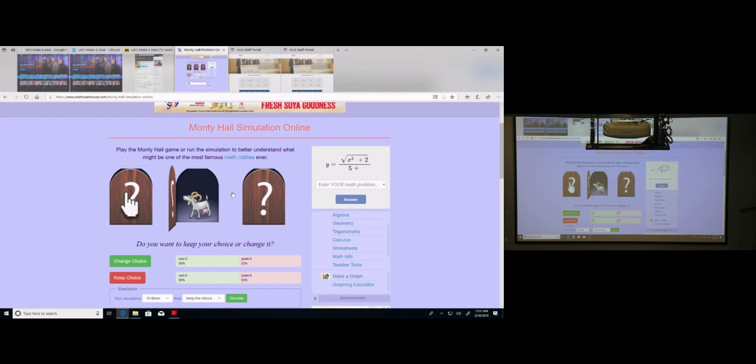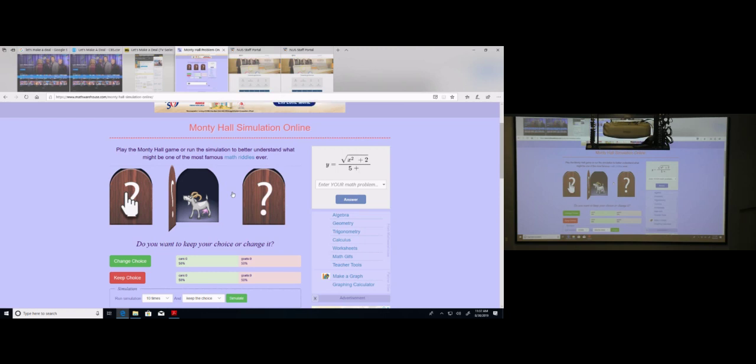What is your gut feeling? Should you switch or should you not switch? Okay, I have only 2 who say switch, so the others all say stay, right? Okay, I'll let you play, so I'll end here.